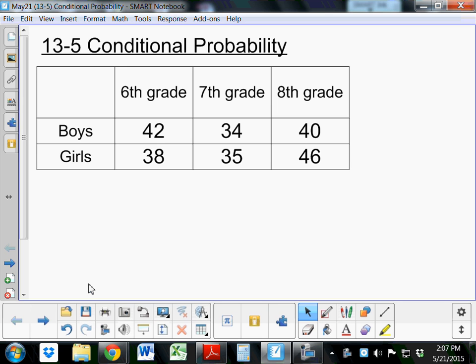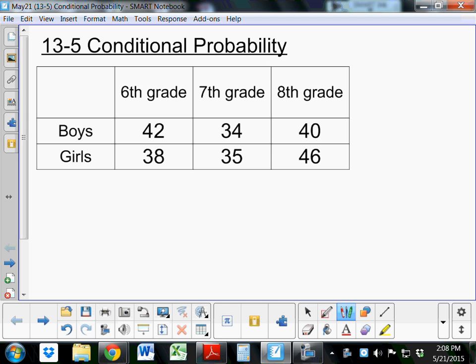I typed ahead of time for you so you can think through them. But conditional probability is this kind of information where you get numbers that would help you determine different probabilities. You're looking at a bunch of information and you're supposed to determine different probabilities. So you're looking at numbers.